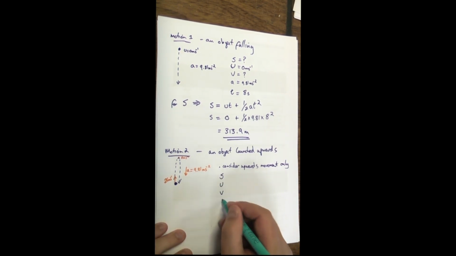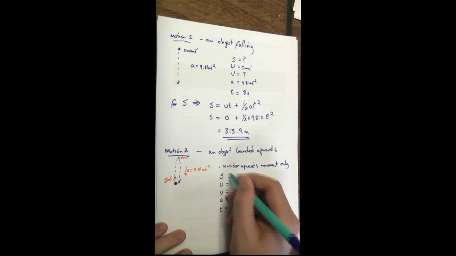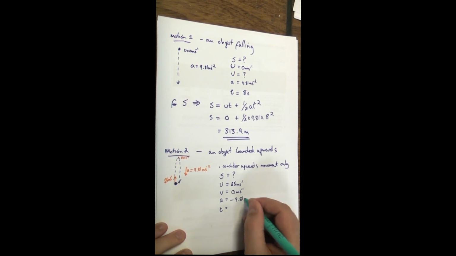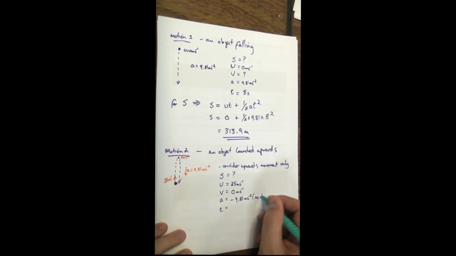So write out SUVAT and write down what we've got and what we don't have. So we don't know what S is, we don't know the max height, we know the initial velocity is upwards at 25 meters per second, let's make that positive. End velocity is 0 and it's decelerating, so minus 9.81 meters per second squared.